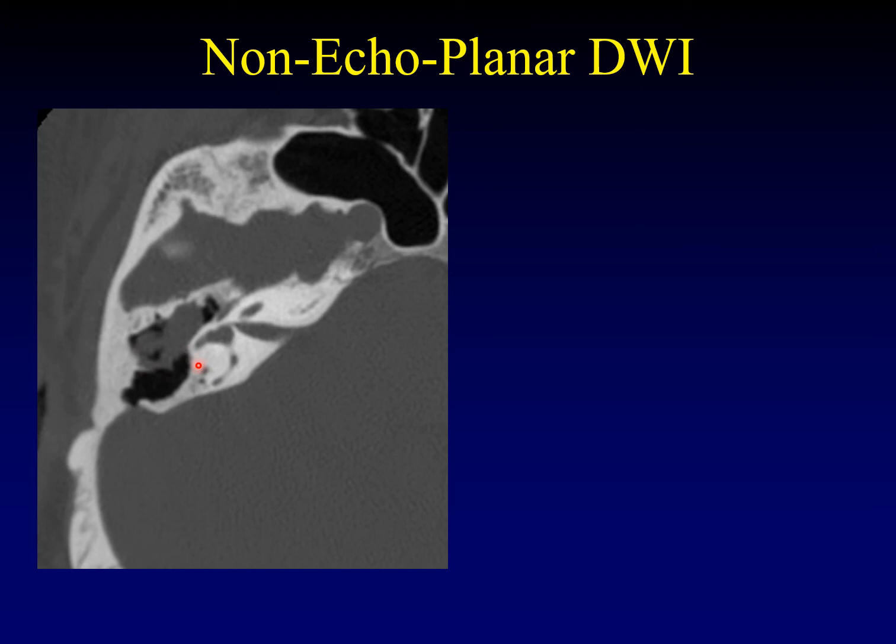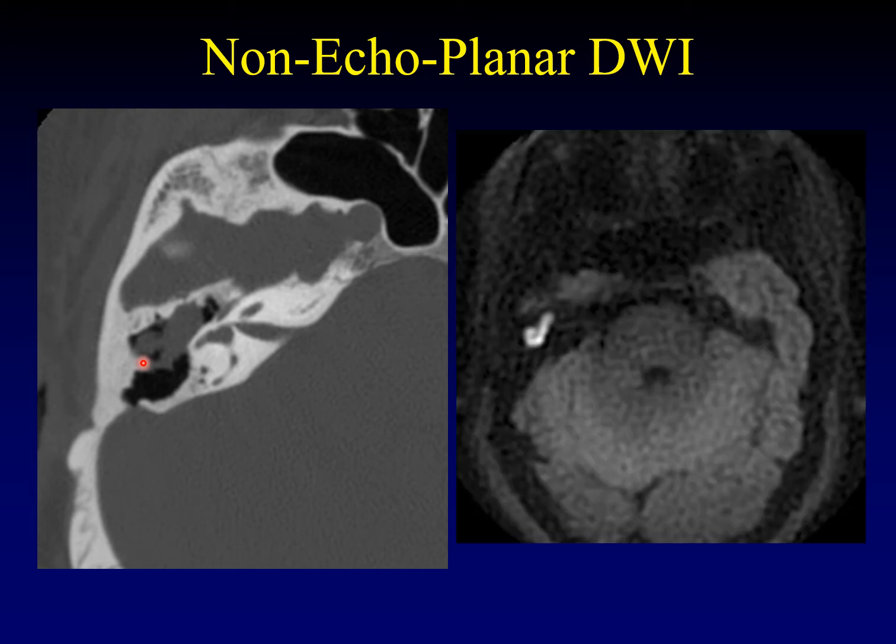Is this just a little scarring? Or is this a recurrent cholesteatoma? Just a little bit of inflammation, recurrent cholesteatoma, some scarring? Well, we're going to use diffusion-weighted imaging here to help us out. Here is the non-echo-planar diffusion-weighted image, and you can see that this soft tissue has restricted diffusion. It's recurrent cholesteatoma. This patient needs another surgery.